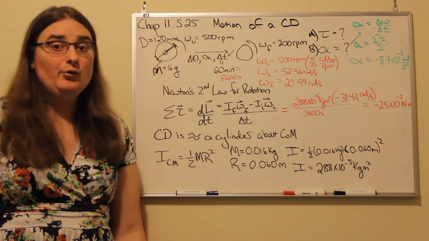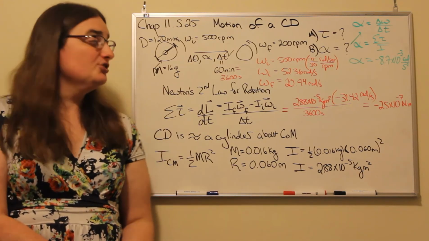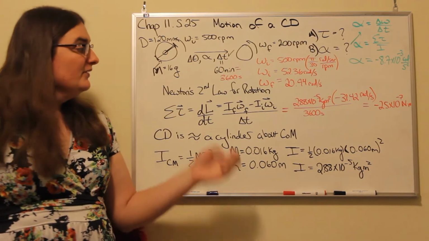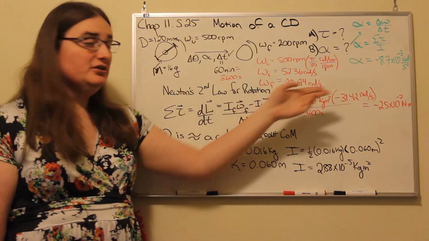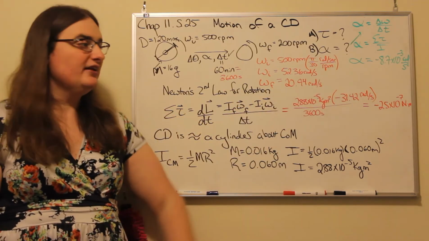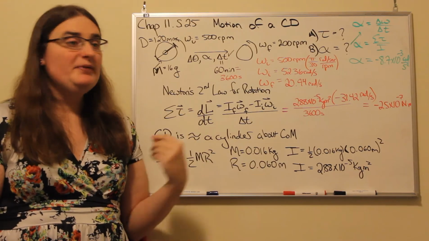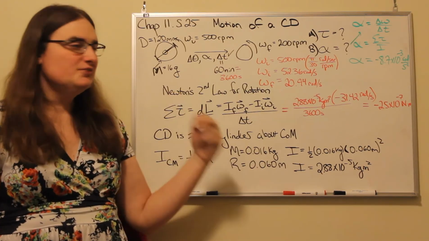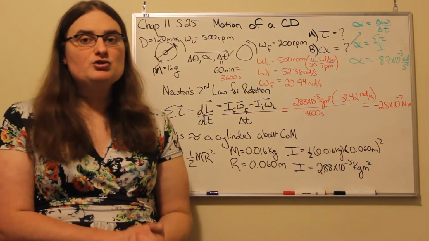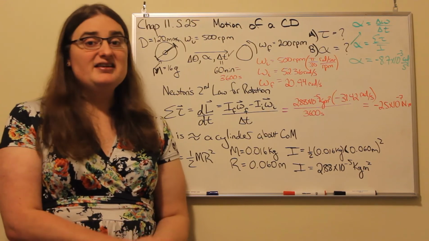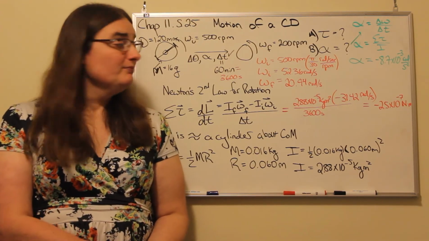And 1 hour, 60 minutes, is 3,600 seconds. So if I take my inertia times my change in angular velocity divided by my change in time, that gives me a net torque of negative 2.5 times 10 to the negative 7 Newton meters.